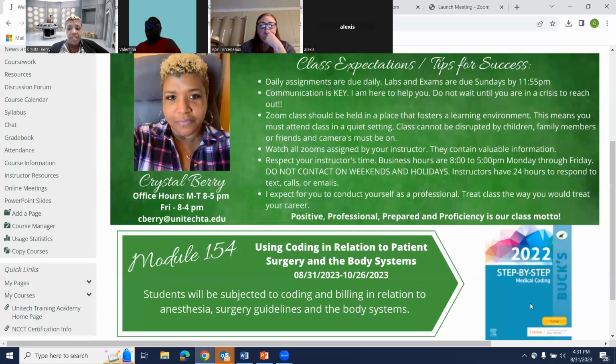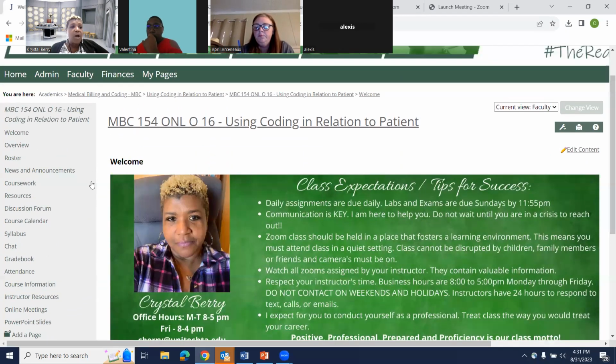It shows the book that we're in, Step-by-Step Medical Coding, and you also have your workbook. The workbook will say workbook at the top, and the textbook will say textbook. This module 154 covers using coding in relation to patient surgery and the body systems. It starts August 31st and ends October 26th. This is a 40-day module, one of our longer modules. You would find this in the welcome, in the gray section of e-learning.